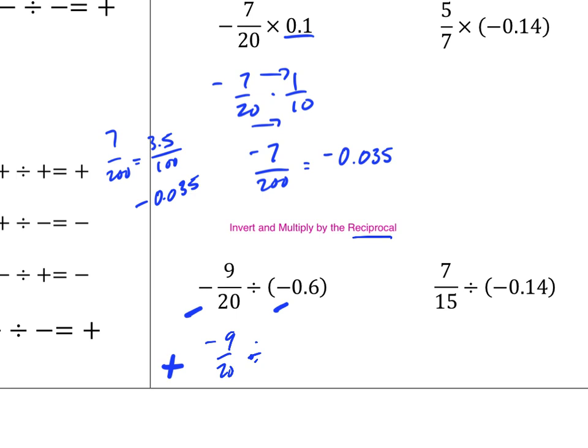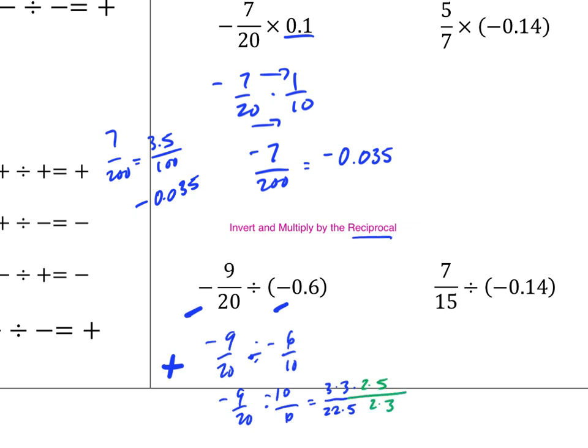And I know it's positive, so I can almost just forget that 6/10. And if I'm going to invert and multiply, that means I'm going to have negative 9/20 times negative 10/6, which means now I'm going to have 3 times 3 because it's going to be positive. Negative times a negative is a positive. 10 is 2 times 5, right? And 20 is 2 times 2 times 5, and 6 is 2 times 3.